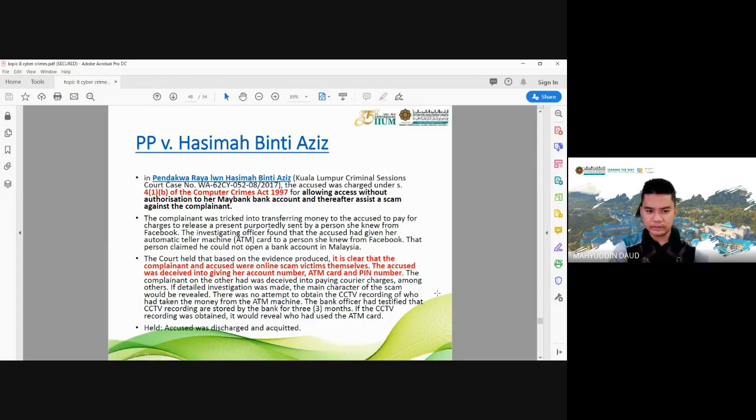Tengok, remember the provision is not the same. This one, Section 4 Computer Crime Act, is about unauthorized access to further commit further offence.